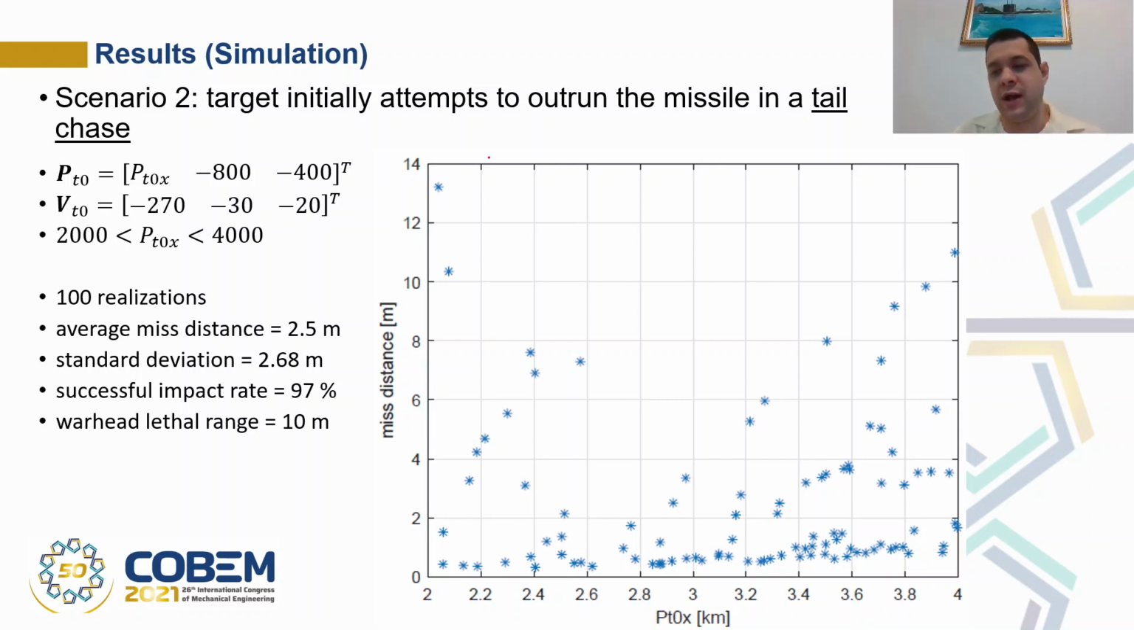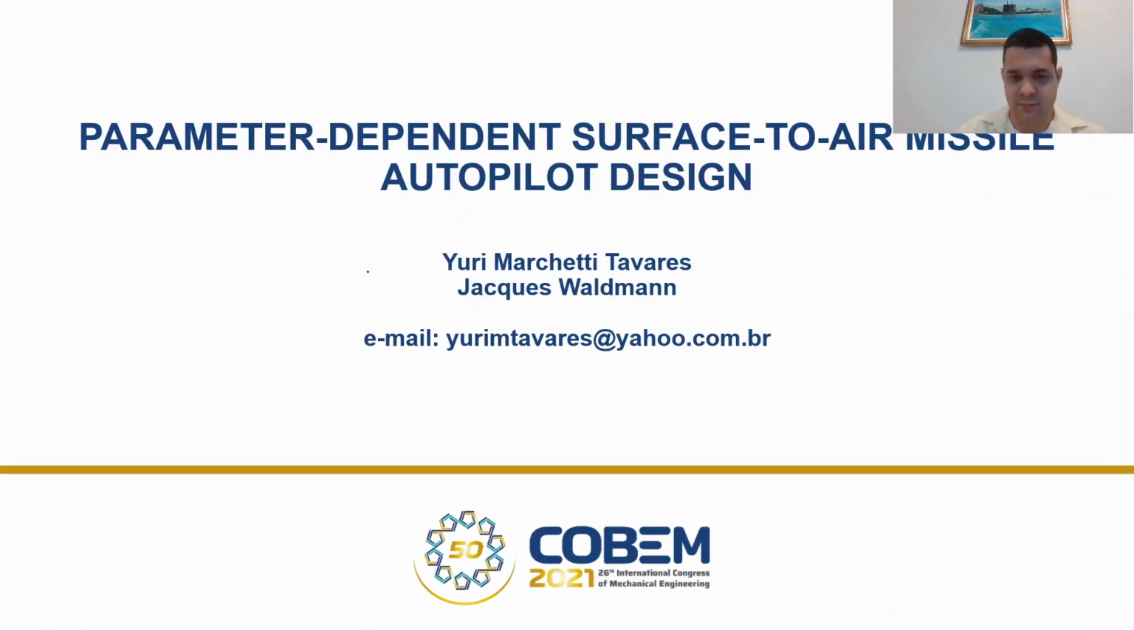Scenario 2, the target attempts to outrun the missile in a tail chase. This is the difference in the initial condition. The results were similar to the first scenario with a successful impact rate of 97%.